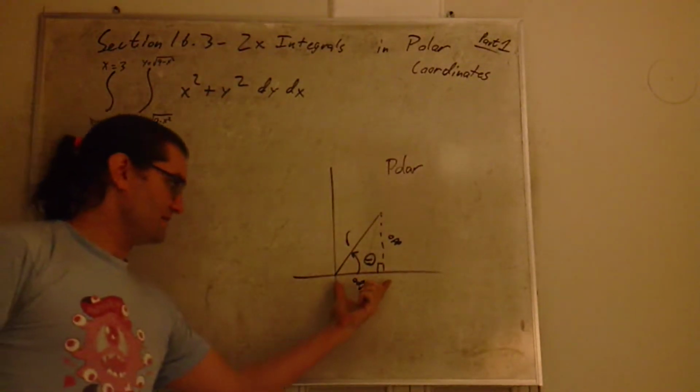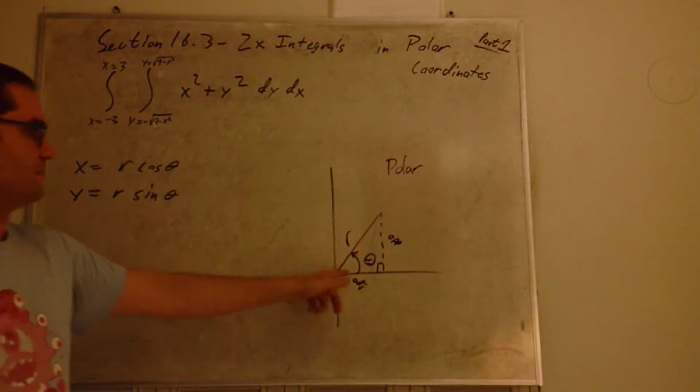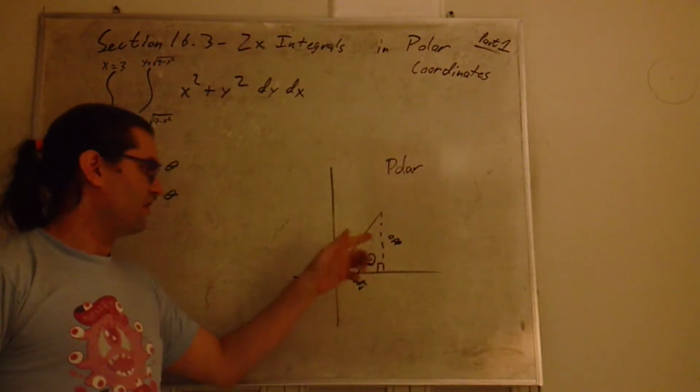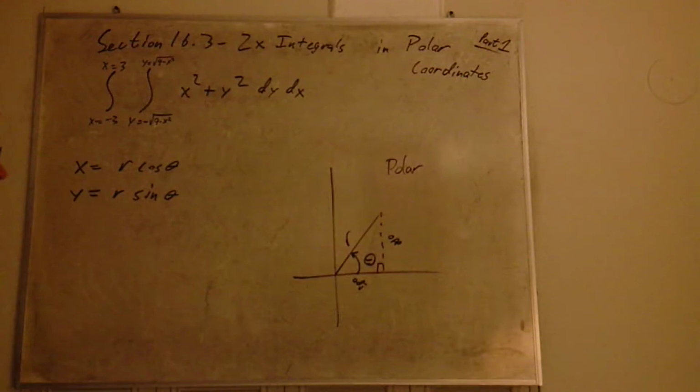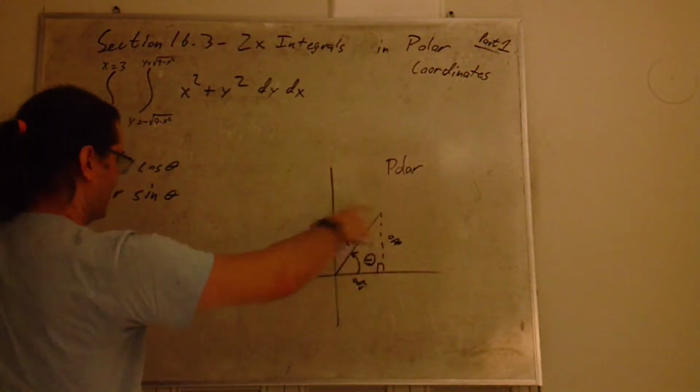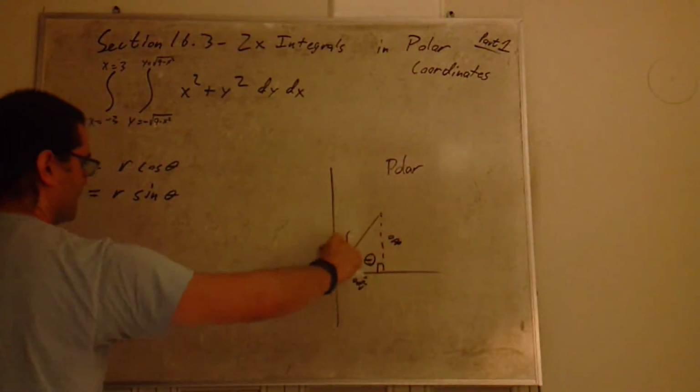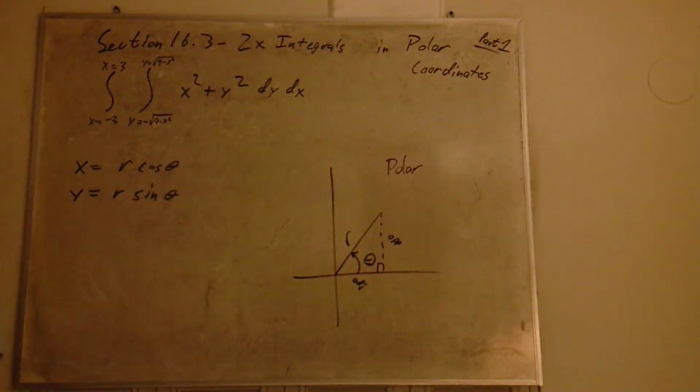So your x is the adjacent over r, and that's your x. Or cosine is adjacent over r, that's x. Sine is opposite over r, that's y. That's just your basic triangle trig.